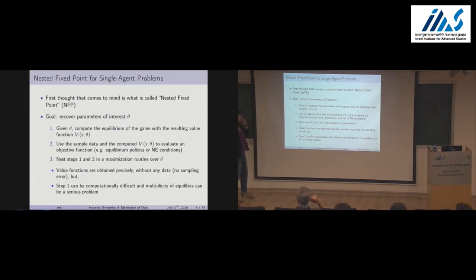Okay? Now, the really nice thing about this is that it's a full solution. So you would really be finding the value functions correctly with no error. But the problem is that this can be computationally difficult. And on top of that, you might have multiple equilibria. So this can be an unsurmountable problem. Both of these can be unsurmountable problems.